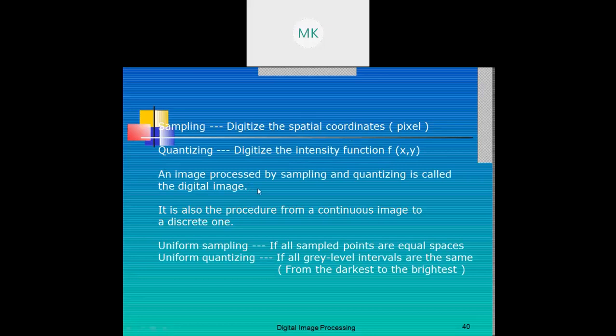Image processing can be done with these two techniques, so we need to consider two types of sampling. These are considered to be uniform sampling. In uniform sampling, all the sample points are placed at equal spaces. Uniform quantizing is when all the gray level intervals are the same.